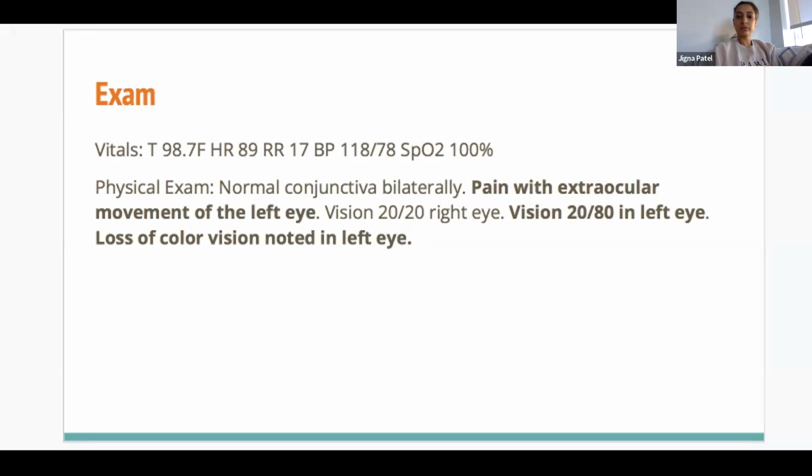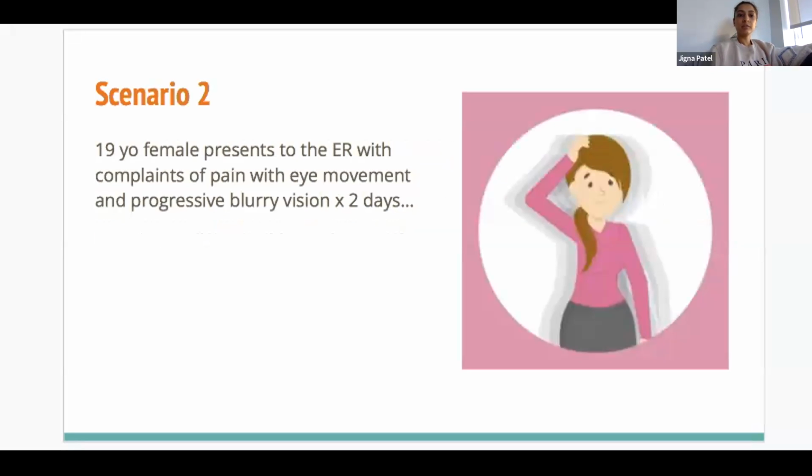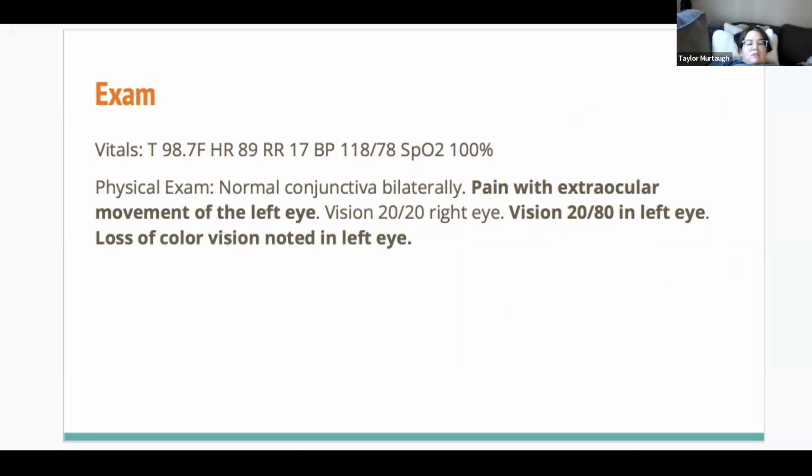What are some differentials that you guys would think about or that would pop into your head? So she's complaining of blurry vision, pain with... Tobias said MS. Sorry?